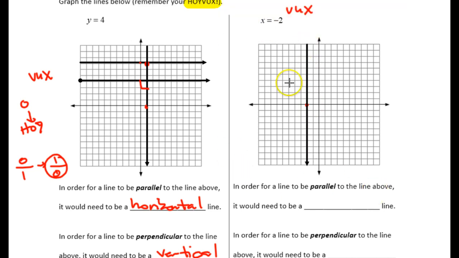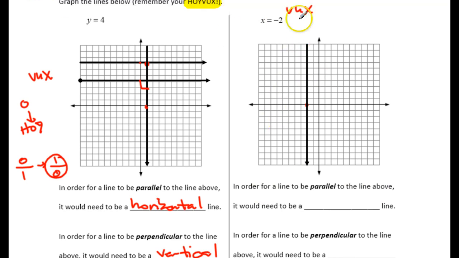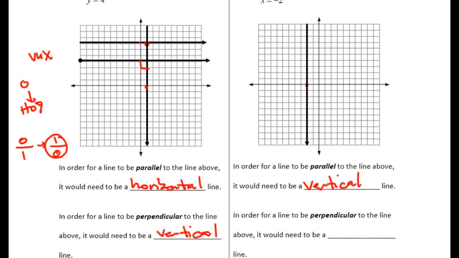So in order for a line to be parallel to the line above, it'd be the same slope or same type of line. It was vertical. It would still be vertical, it would still be a Vux line to be parallel. But then in order for it to be perpendicular to this, it'd have to go the other way, which is horizontal. So parallel, we go from Vux to Hoi. We go from vertical to horizontal.